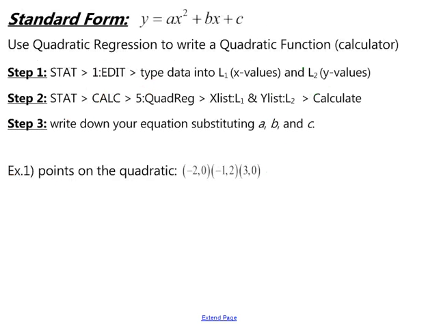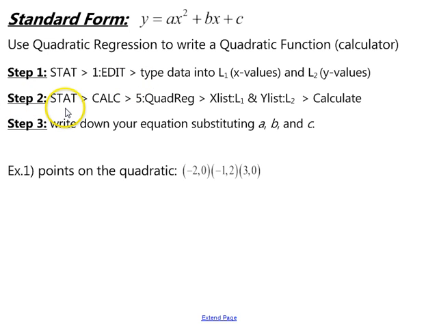So when we want to write an equation into standard form, we're actually going to use quadratic regression on the calculator to do that. So first I want you to write down these 3 steps. Step 1, we're going to go into stat and then choose the first option to edit. We're going to type our data into L1, where we're going to put the x values, and then L2, where we put the y values.